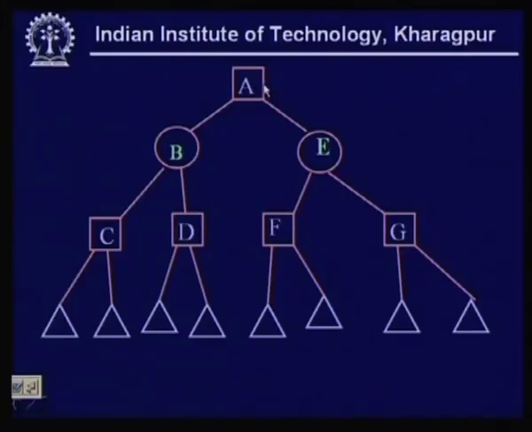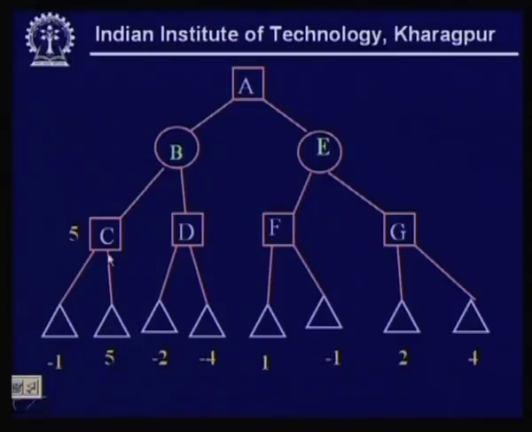So, A is the initial position. It has two possible moves to B and E. From B, the opponent can make a move to C or D. From E, the opponent can make a move to F or G. And from C, we can make a move to this position or this position. From D, we can move here or here. From F we can move here or here, from G we can move here or here. And these are the terminal positions. At the terminal positions, we have the following utilities: -1, 5, -2, -4, 1, -1, 2, 4.